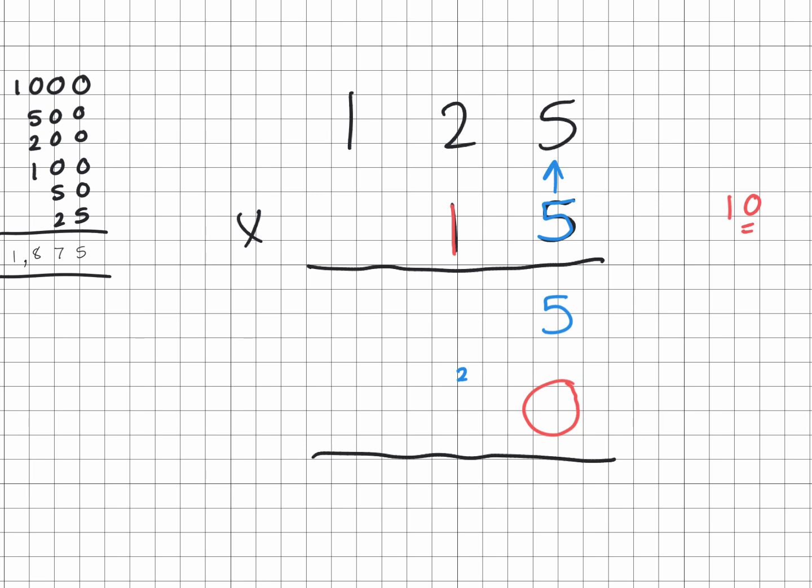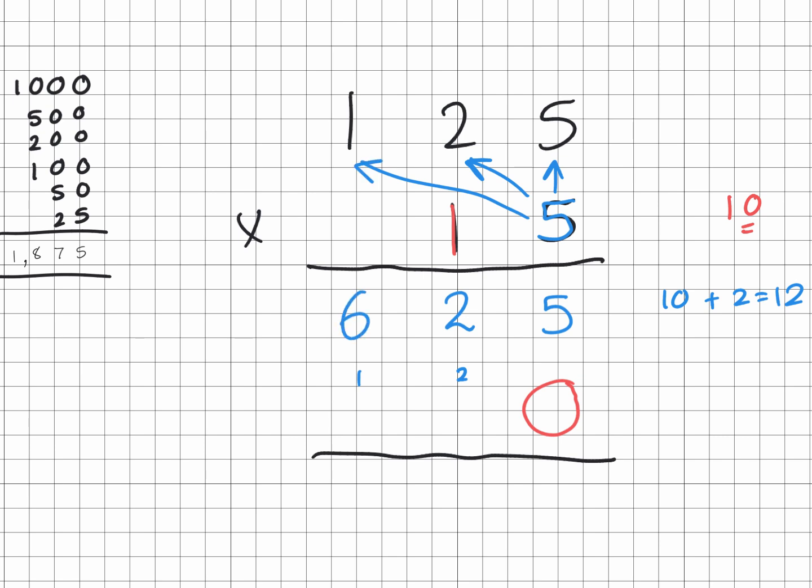5 times 2 is 10. 10, add 2 is 12. So I'm going to put my 2 here and carry my 10. 5 times 1 is 5. Add the 1 is 6.